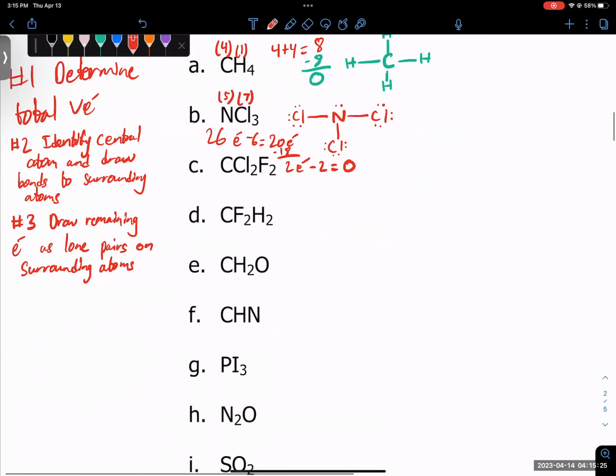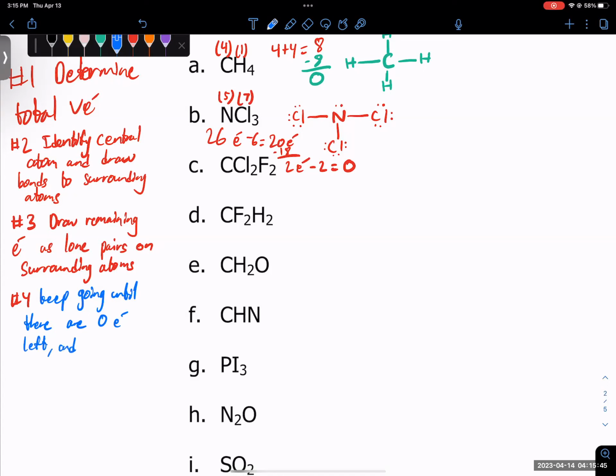And then the last and final step is, you keep going until there are 0 electrons left. And if you go negative, which does happen, draw double or triple bonds between atoms.